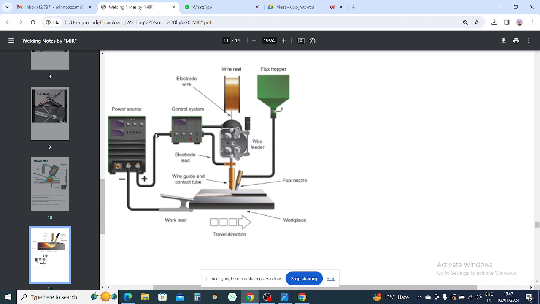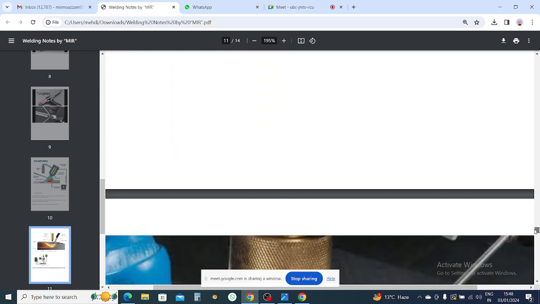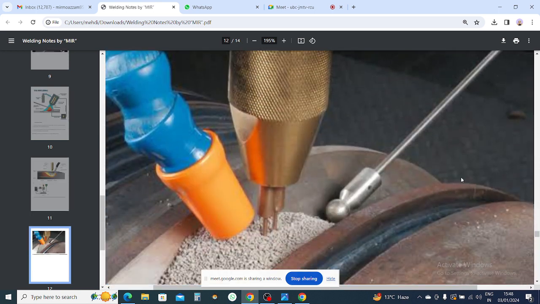This is the whole machine, the power source. This is the wire reel that supplies the consumable electrode, and this is the flux hopper. Here the granular flux is stored, and it comes from here. Then the travel direction: it always moves in this way. So these weldings are very easy; you just need to remember a few points.